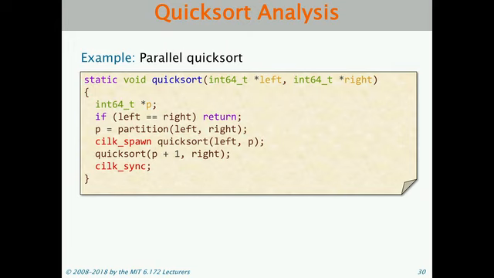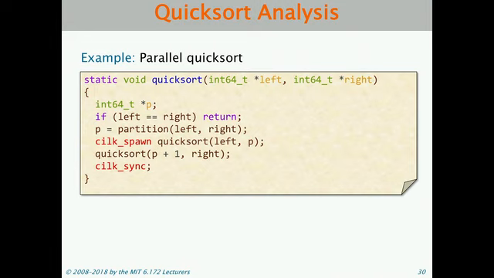So let's try to analyze the parallelism of quicksort. Here we're using a parallel quicksort algorithm. The function quicksort takes 2 inputs. These are 2 pointers. Left points to the beginning of the array that we want to sort. Right points to one element after the end of the array.